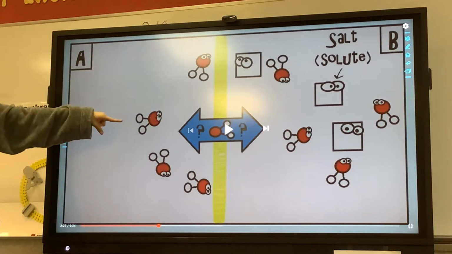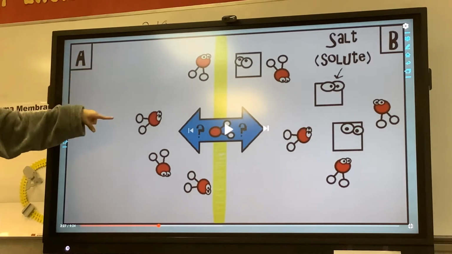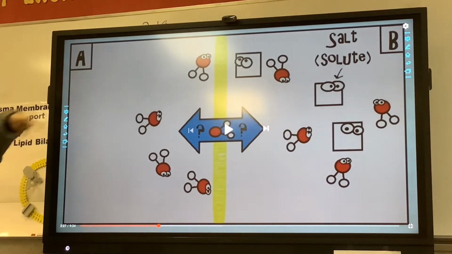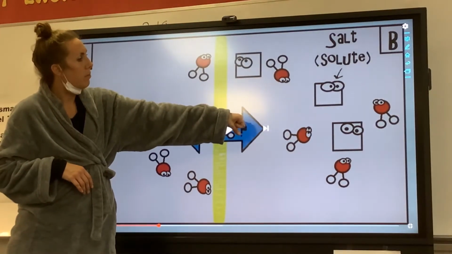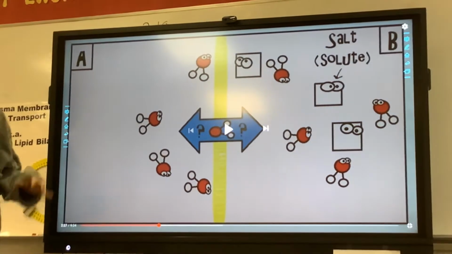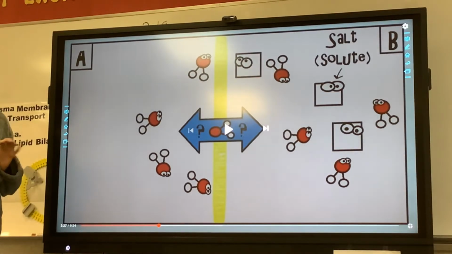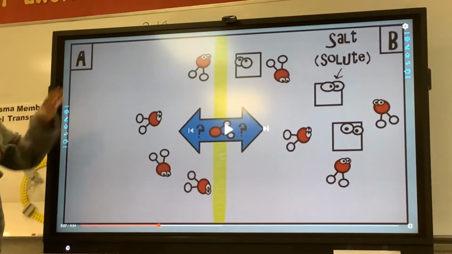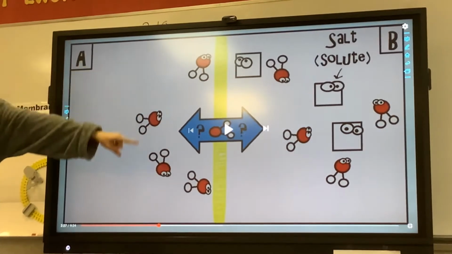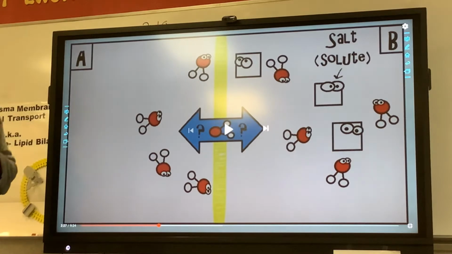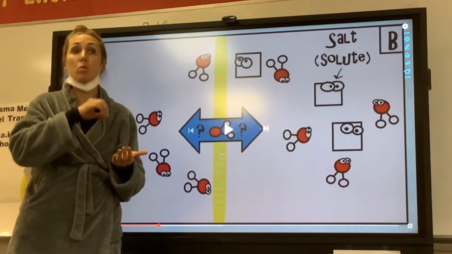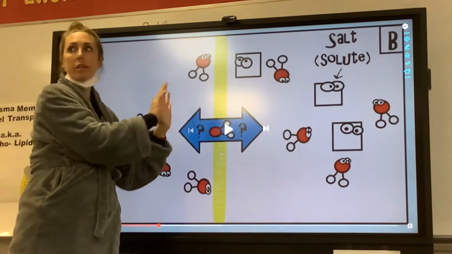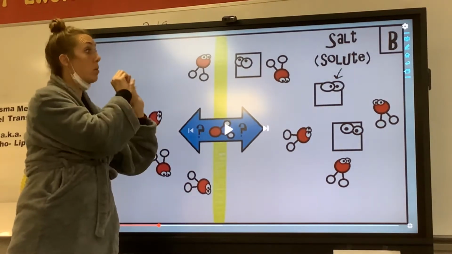How many particles are on this side? 0. I don't see any salt particles. Okay, what about salt particles on B? 3. So if water goes to the party, is it going to move to side A or side B? B, because the party's over on B. More of the solutes are on B. And that's because your main goal for osmosis is to dilute all of the high concentrated area. So it just wants to go and dilute.